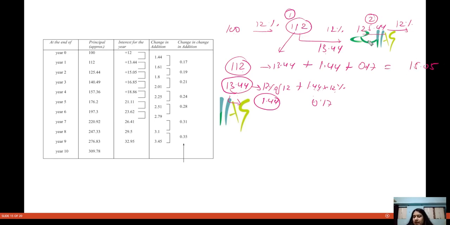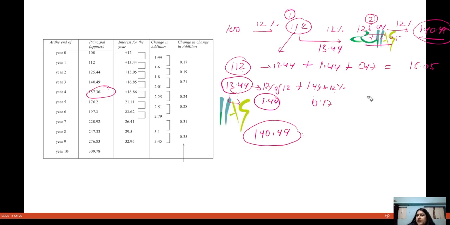Okay, so 0.17 you add more, so you will get 15.05 more. Okay, now you can add this 15.05 here. So how much are you getting? You will be getting 140.49. Now we have this 140.49. Okay, so we know that this 140.49 is equal to 125.44 plus 15.05. You already know 12% of 125.44 is 15.05. Now you just have to know 12% of 15.05.